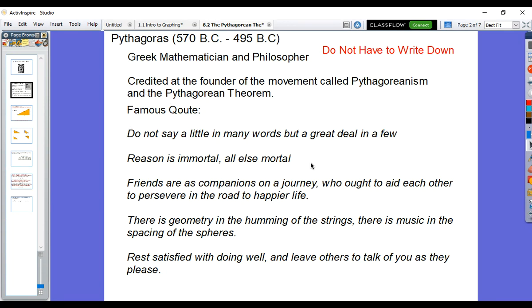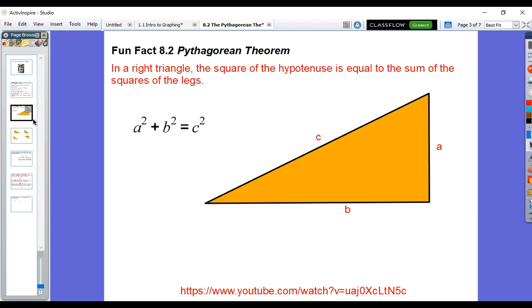But these are other little famous quotes. You don't have to write this down. These are just things that I think are pretty enlightening. But let's kind of go to the theorem itself. So, as the theorem states, in the right triangle, the square of the hypotenuse is equal to the sum of the squares of the legs.